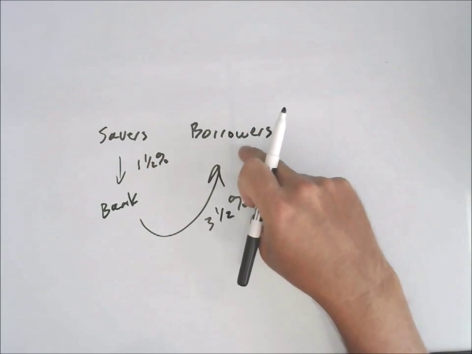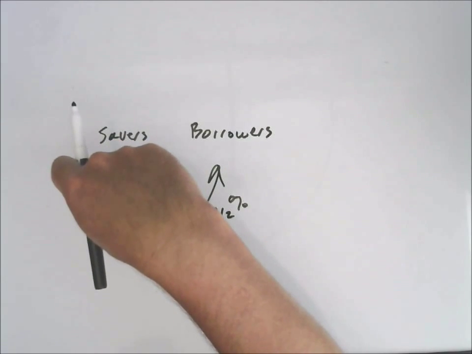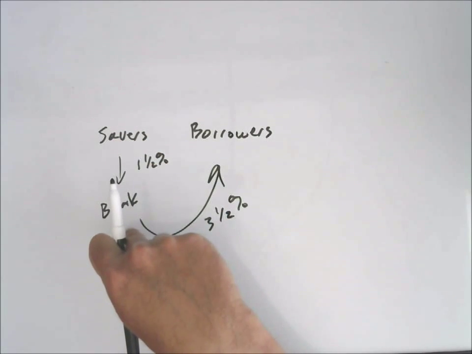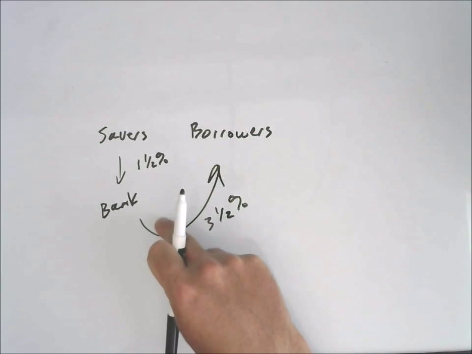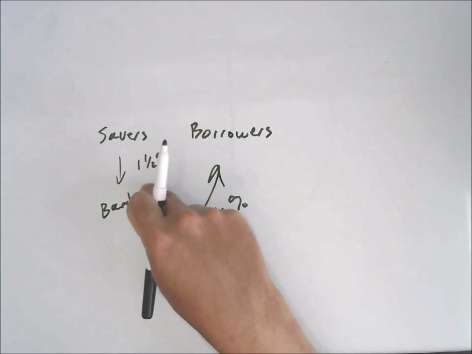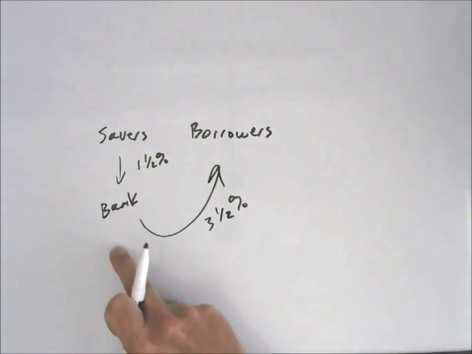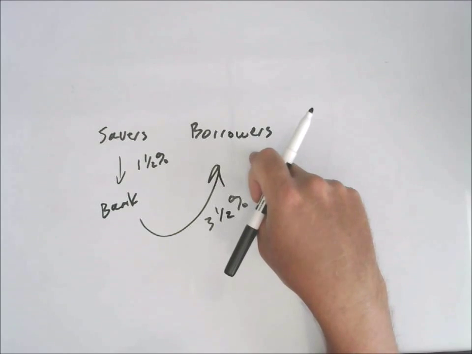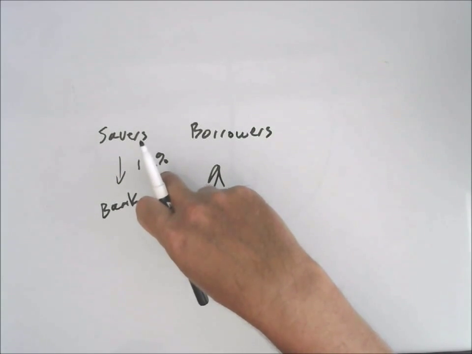Think about somebody buying a car. So assume I save $20,000. The bank now has $20,000 to lend out. Somebody comes in, wants to buy a car for $20,000. Well, the bank pays me 1.5% on that $20,000, and then they take that money and lend it out to somebody who wants to buy a car at 3.5%. Well, they keep the difference.